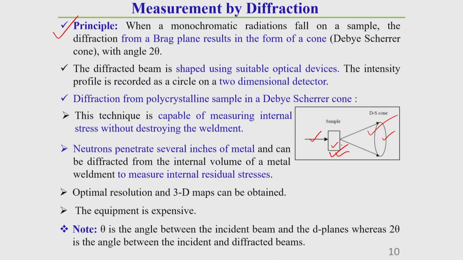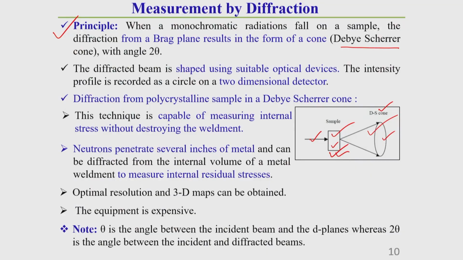From this intensity we can easily measure the residual stress distribution pattern on the specimen. How is it? Because if this plane or this specimen contains residual stress, it will provide a DS cone. DS cone means Debye-Scherrer cone. D stands for Debye and S represents Scherrer, which I have written here already. So, if it is a stress-free specimen, it will provide one DS cone, and if it is a stressed specimen, it will provide another DS cone.